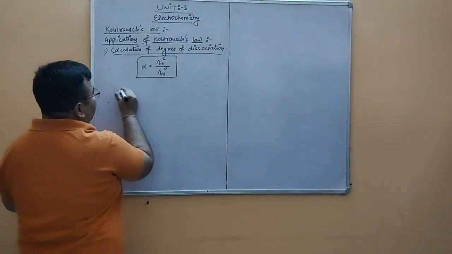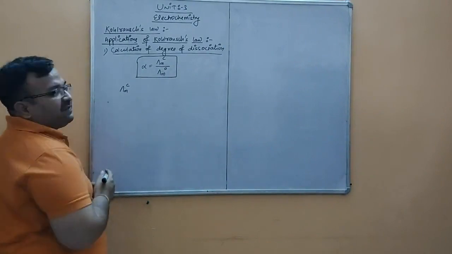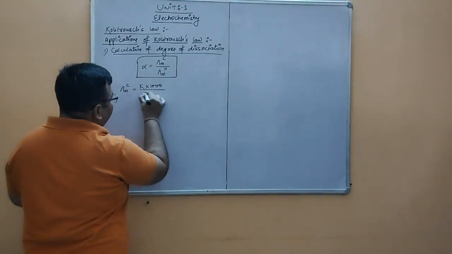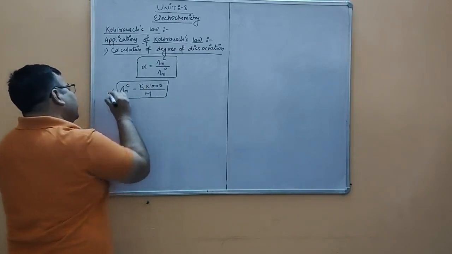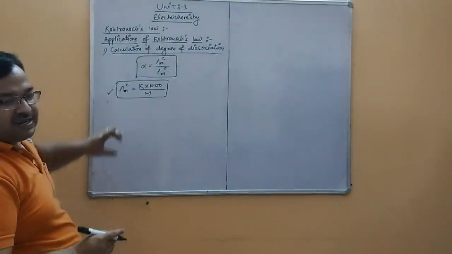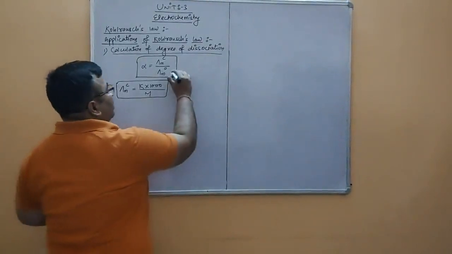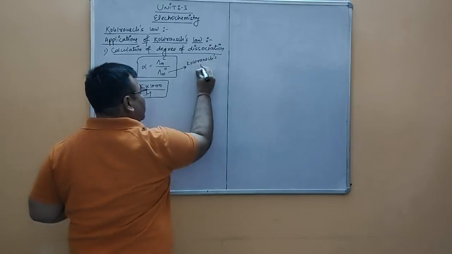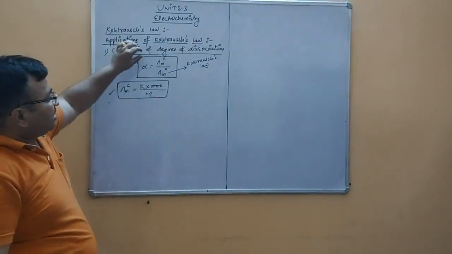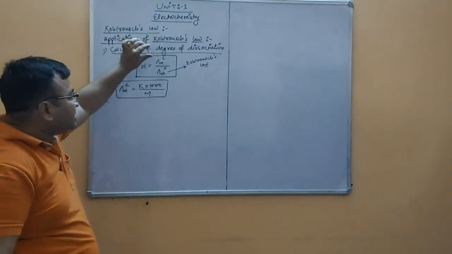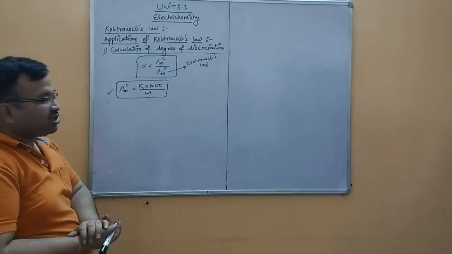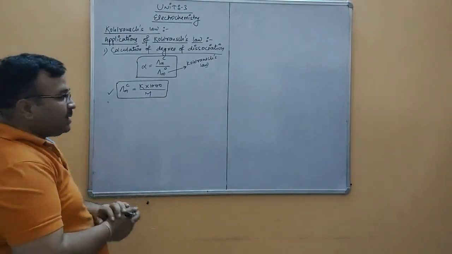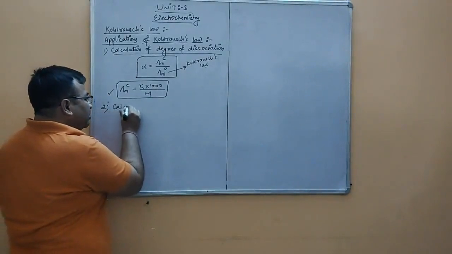How can you calculate it? I already told you the molar conductance at given concentration C is equal to K into 1000 by molarity. So by using this formula, we can calculate the molar conductance at given concentration C. And the molar conductance at infinite dilution can be easily calculated with the help of Kohlrausch law. So when we know both values and divide them, we can calculate the value of alpha. Now, calculation of dissociation constant.